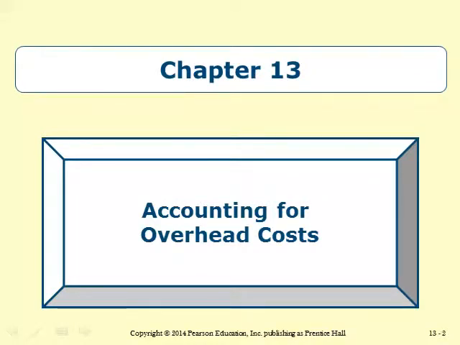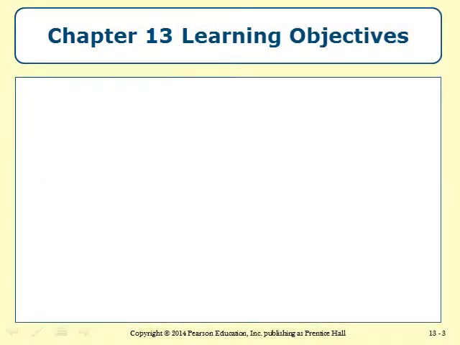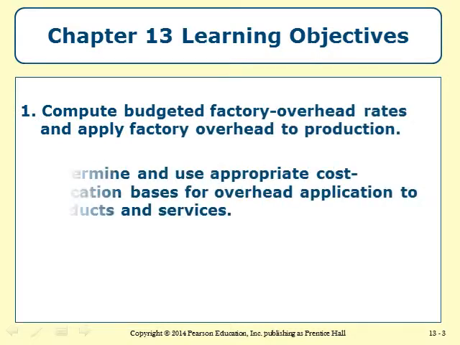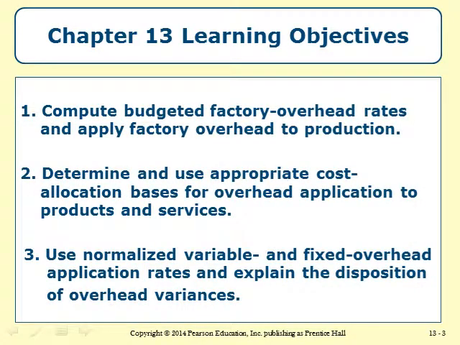Today we'll be covering Chapter 13, which includes a discussion of accounting for overhead cost. After this discussion, we should be able to compute budgeted factory overhead rates and apply factory overhead to production, to determine and use appropriate cost allocation basis for overhead application to products and services, to use normalized variable and fixed overhead application rates and explain the disposition of overhead variances.